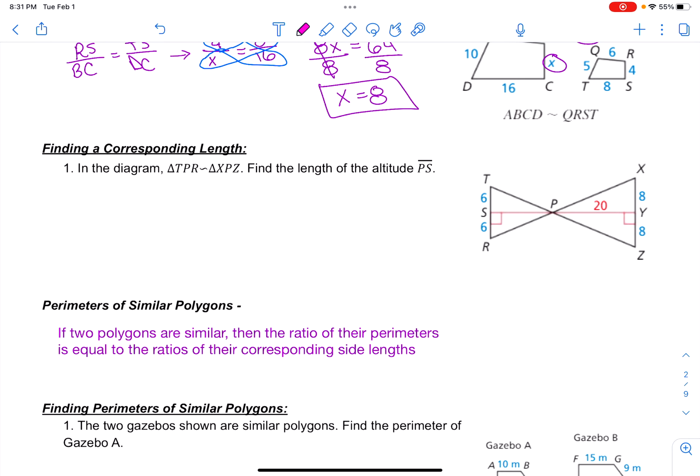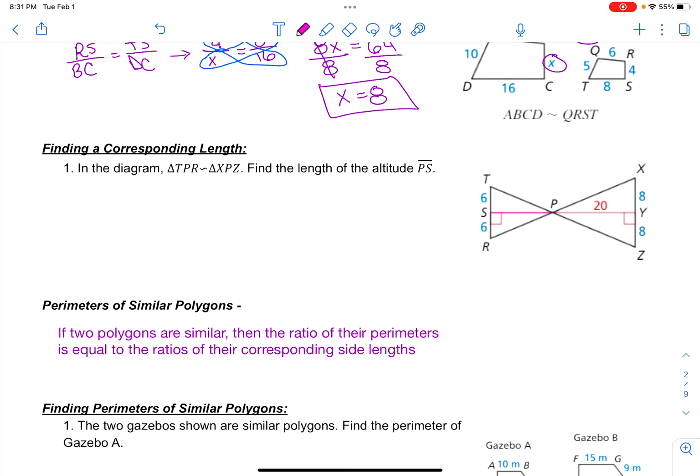All right, finding a corresponding length. This one is a little tricky. So it says in the diagram, triangle TPR is similar to triangle XPZ. Find the length of the altitude PS. So it is looking for this guy right here. And the only thing that we know is TS and SR, and then XY and YZ. And then we know that PY is 20.